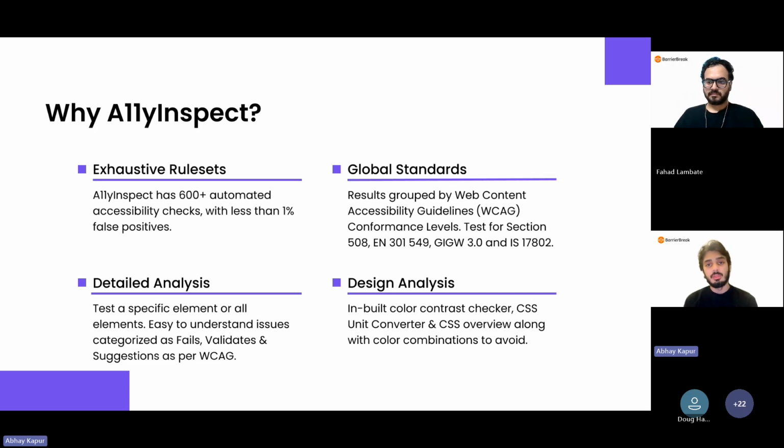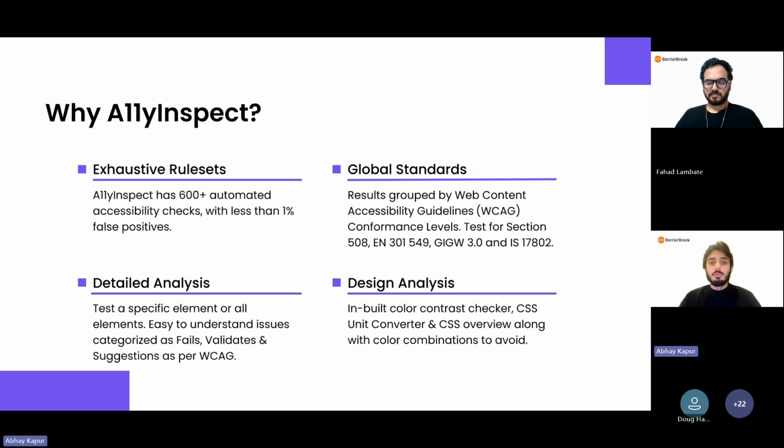The biggest reason for that being that the open source rule sets that were available, what we noticed, were not actually being kept up to date most of the time in regards to changing technologies, changing guidelines, right? So there wasn't much being done to ensure that the coverage of those tools was actually increasing. And also there was not much being done to make sure that the false positives within those tools were reducing. So currently A11yInspect has 600 plus automated checks with less than 1% of false positives.